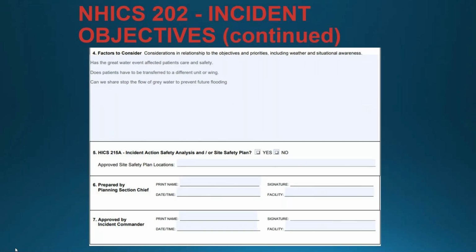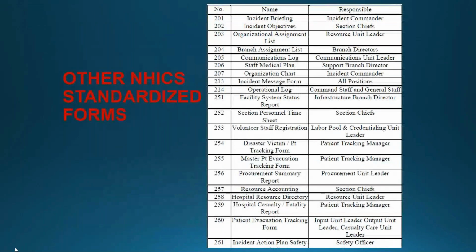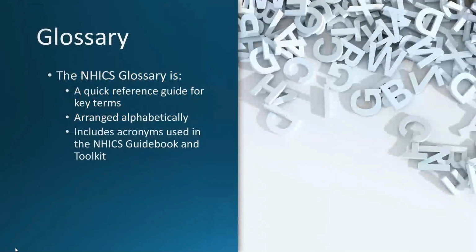And then some of the factors we'd want to consider: has a gray water event affected patient care and safety? Do patients have to be transferred to a different unit or wing? Can we stop the flow of gray water to prevent future flooding? In any case, these are examples of different things. I like to include that because people think the hospitals are doing some crazy complex thing, and I go, no, it's the same thing. They just got a few more people to do it, and they have more practice at operating under this condition.